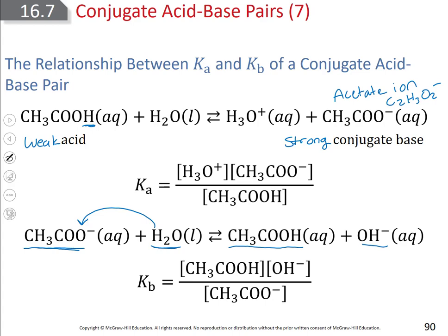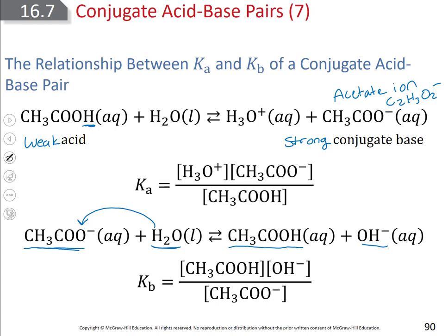So how do you know that the top one is a strong conjugate again? Because we know acetic acid is a weak acid. We know acetic acid is a weak acid because it's not one of the 7 strong ones. Therefore, acetate must be a strong conjugate base. So we can write its equilibrium expression, again, the concentration of the products over the concentration of the reactants.